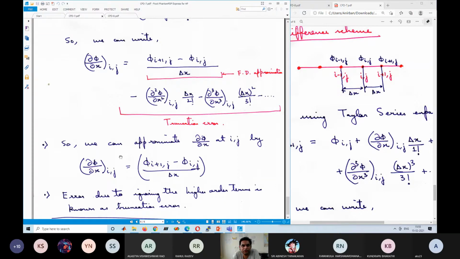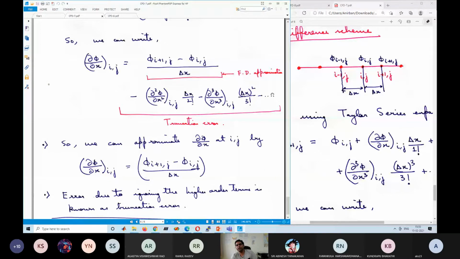So this is not the only way to represent the derivative at this point. You may ask me the question: why have we considered only the right side value, why not the left side value? Why have we written phi i plus 1 comma j minus phi ij by delta x? I can also say that del phi del x is equal to phi i comma j minus phi i minus 1 comma j by delta x. So this value minus this value by delta x.